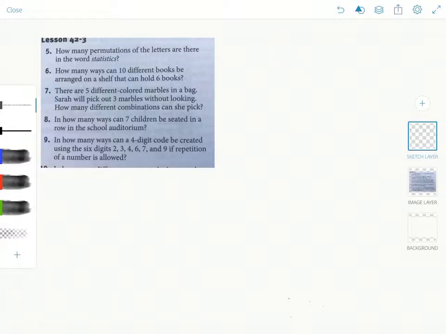Number 9 here. How many ways can a 4-digit code be created using 6 digits? So 4-digit code, 1, 2, 3, 4, 6 digits, 2, 3, 4, 6, 7, and 9, if repetition of a number is allowed. So what that means is 2, 3, 2, 6 is a legitimate code. So is 2, 2, 3, 6, and any other combination of those 6 numbers that you could create.